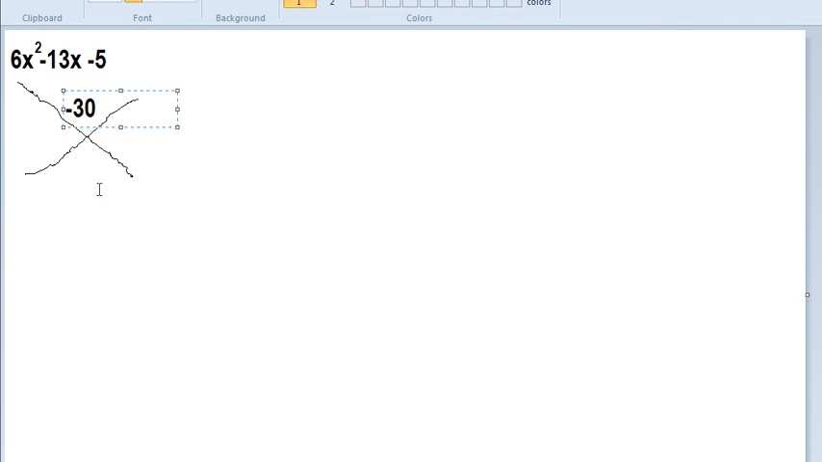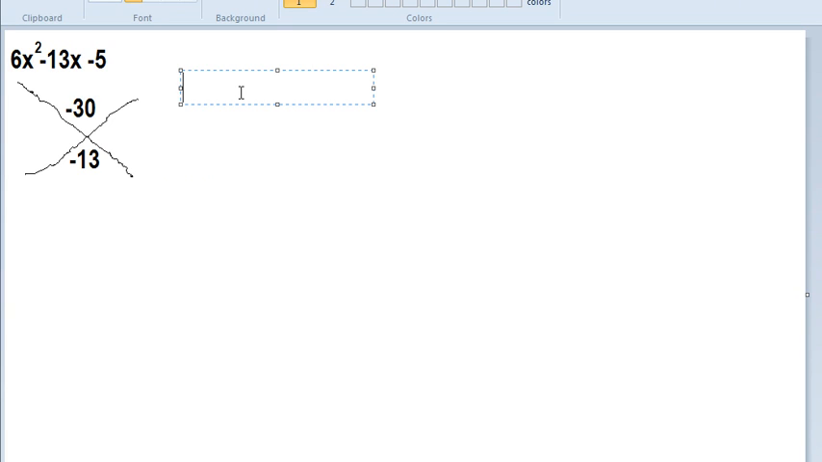Now, we got our negative 30 from 6 times negative 5, a times c. Now b is negative 13. So we're going to put that down here, negative 13. Okay, so we have negative 30, and we're going to find two numbers that multiply to negative 30 and add to negative 13. So what I'm going to do, I'm going to write every number I can think of that multiplies to negative 30.